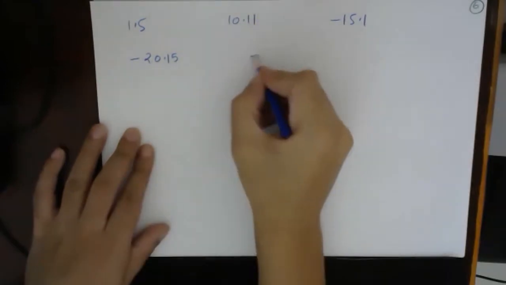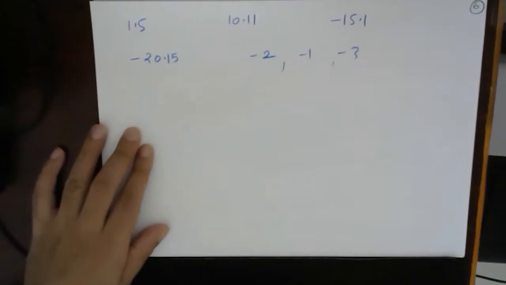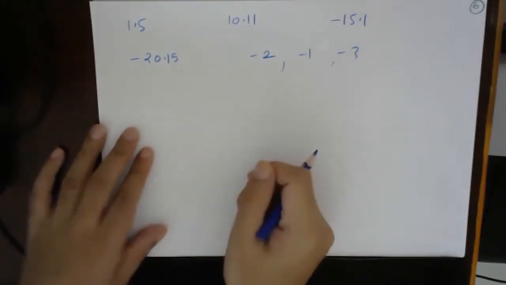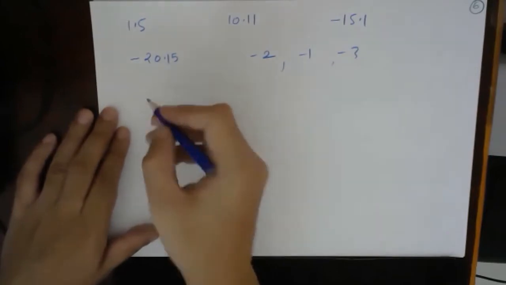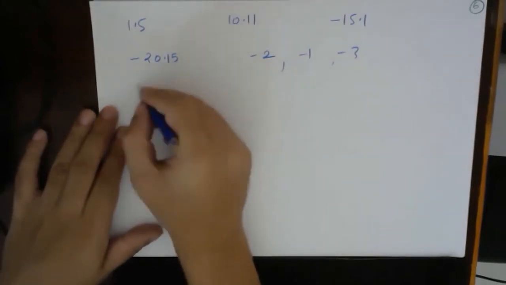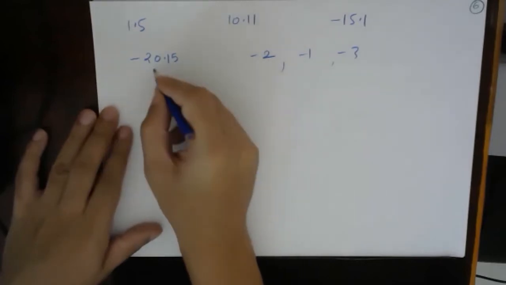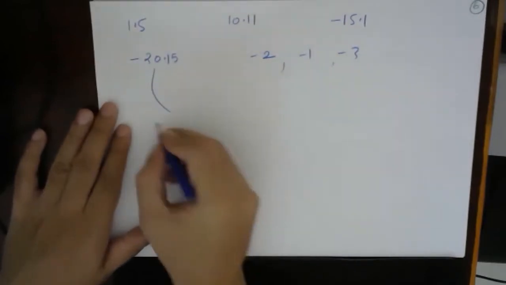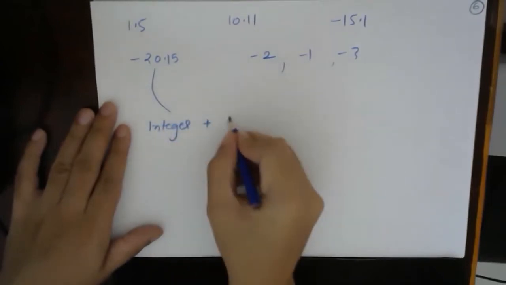Minus 2, minus 1, minus 3, these are integers. Yes. So for a negative value, what I can say, so suppose this is minus 20.15. So I will say that this is nothing but some integer plus fraction.